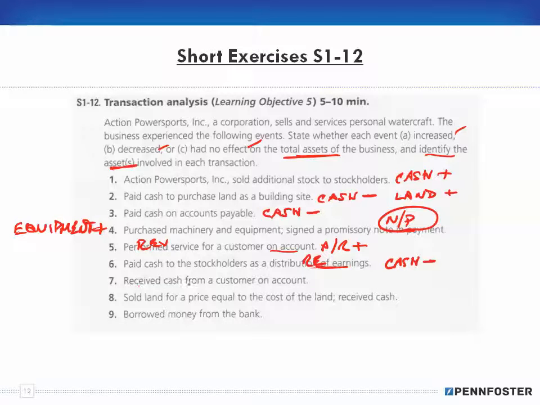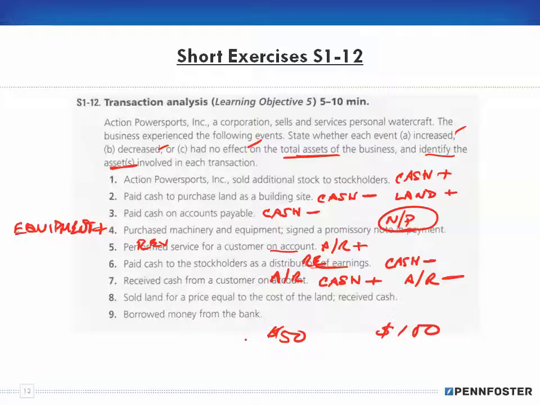Number 7, received cash from a customer on account. If I'm receiving cash, cash is an asset, so I'm increasing my cash. And since it's on account, the on account is an accounts receivable because the customer owes me, and an accounts receivable is an asset. But I'm decreasing my accounts receivable, meaning before, let's say the customer owed me $100 and now he's paying me $50.